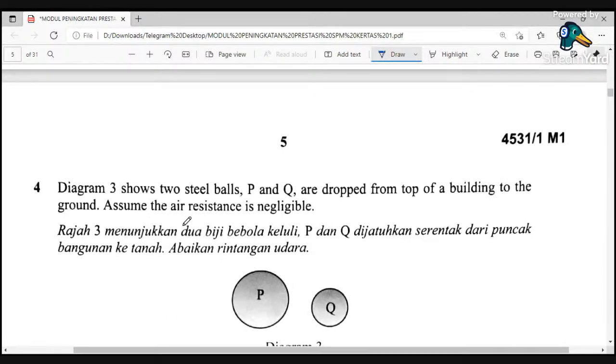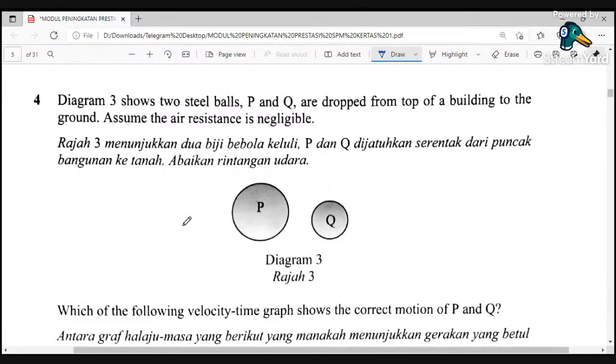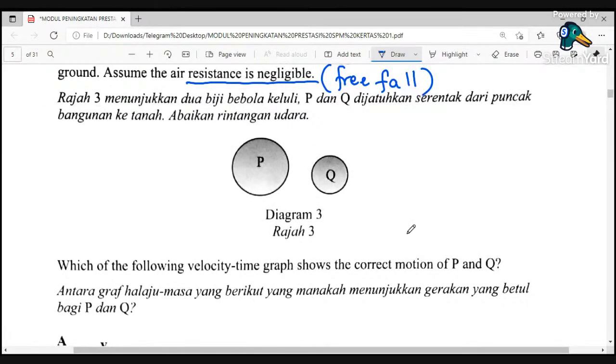Okay, number 4. Two steel balls P and Q drop from the top of a building. Assume air resistance is negligible. If air resistance is negligible, we can assume this is the free fall case, because the steel balls are dropped due to the gravity force only, there's no air resistance. Which of the following velocity-time graphs shows the correct motion of P and Q?